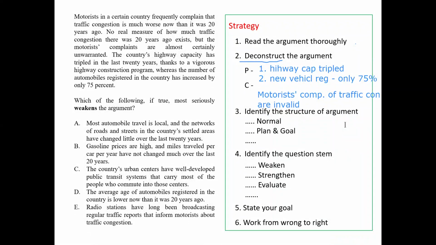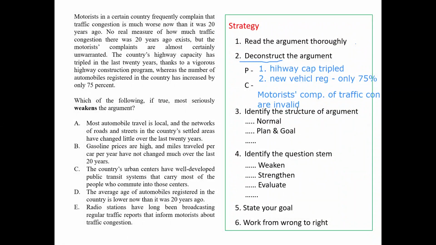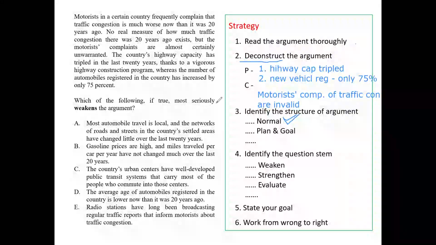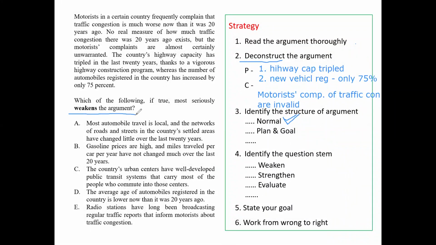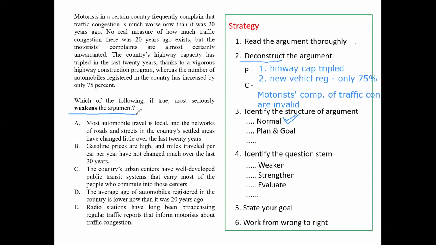So after I have identified and written the information in short forms, now I have to conclude what kind of argument this is. Because there are premise and conclusions clearly mentioned, this is a normal argument. I identified the structure as a normal argument. So what is the question asking you? Which of the following, if true, most seriously weakens the argument? So weakening an argument means what? We have to prove that the given argument is incorrect. It means we have to go against the conclusion given.